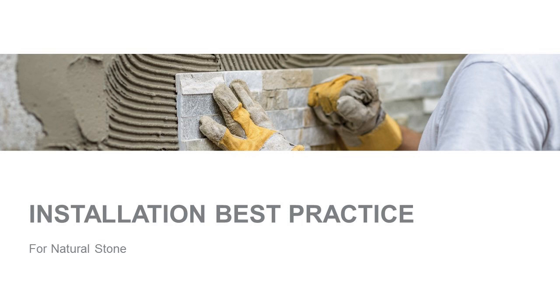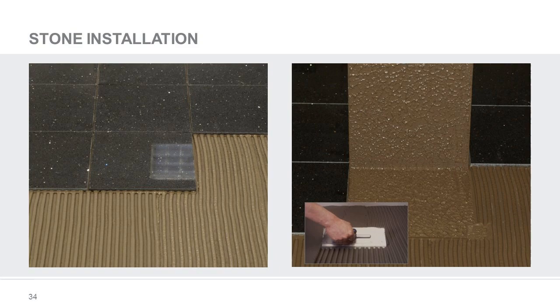Installation best practices. The size of the notch trowel chosen depends on the surface being tiled, the size of the stone, the profile on the back of the stone, and the degree of coverage required. For tiling walls and floors in dry internal conditions, as well as in wet areas, the mortar coverage should be a minimum of 95% on the back of the stone.